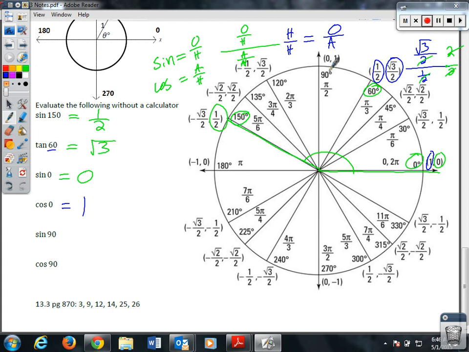For a 90-degree angle, again, sine is the y value. Look at the y value there, that's 1. So the sine of 90 is 1. The cosine of 90 would be the x value, that's 0. So the cosine of 90 is 0.